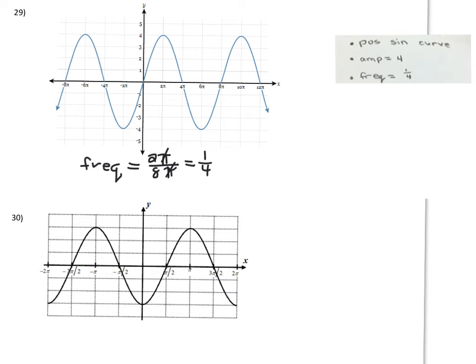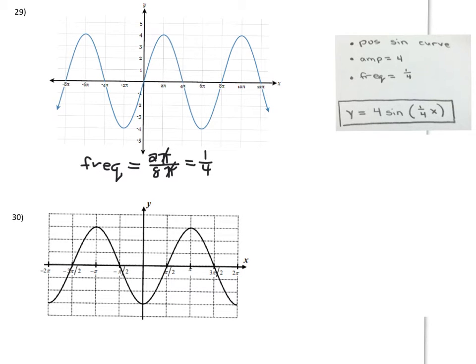Okay, so then we just have to write our equation. And when you write the equation, please do not forget this part, y equals. Without the y equals, it's not an equation. Okay, so the amplitude's 4, and it's a positive sine curve, so 4 sine, and the frequency is 1/4, so 1/4 x. So y equals 4 sine 1/4 x. And again, you do not need these parentheses, but if you like them, you could put them.